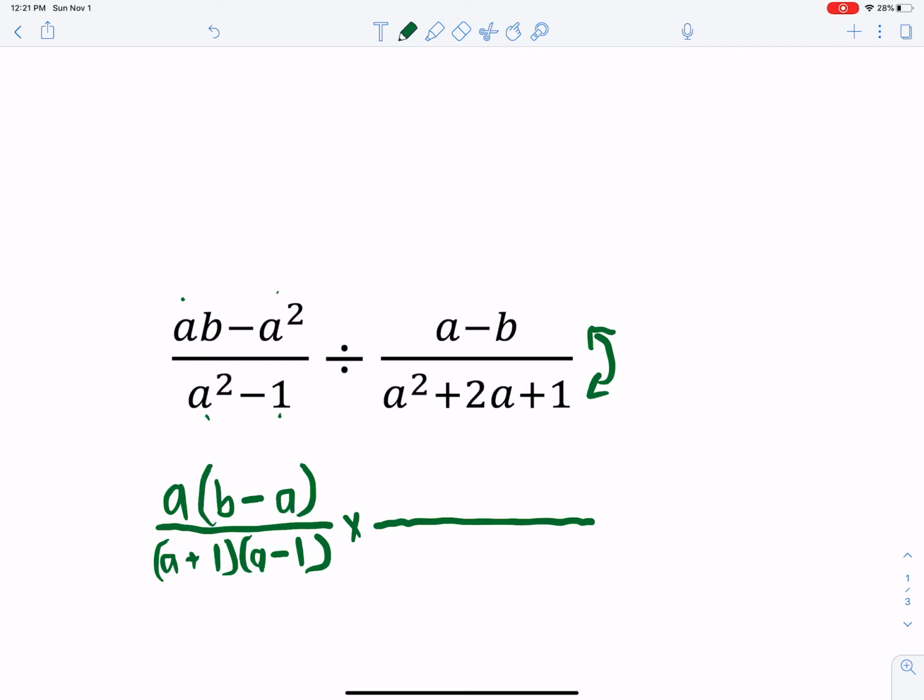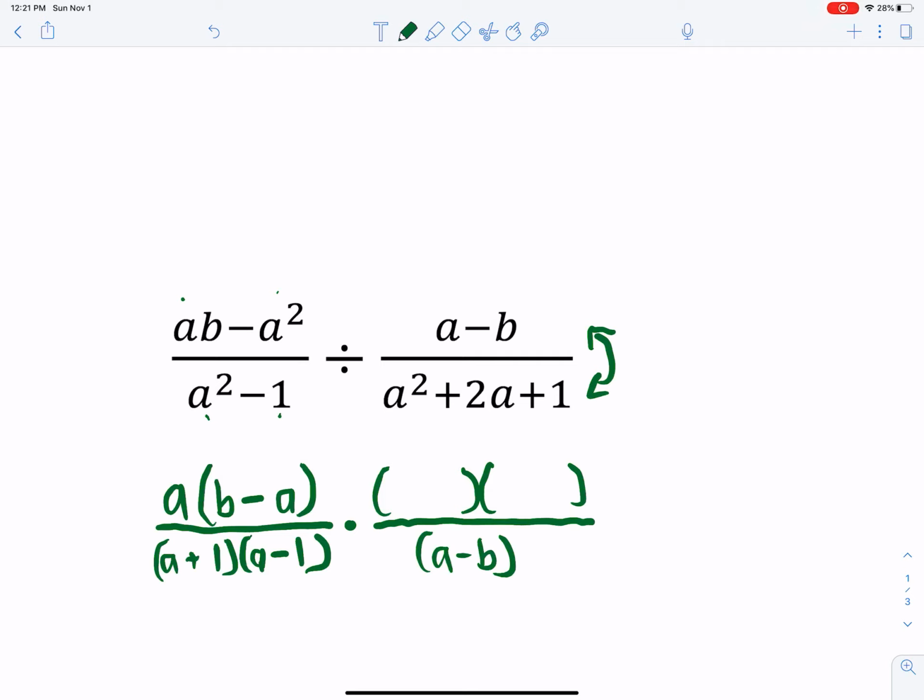So that a minus b that was on the top, now it's going to be on the bottom of the fraction. And a squared plus 2a plus 1, we're going to factor it and put the result on the top. And you know what? Just to make it visually easier, instead of the x for multiplication, I'm just going to put the dot. That makes me not get confused with the variable x for multiplying.